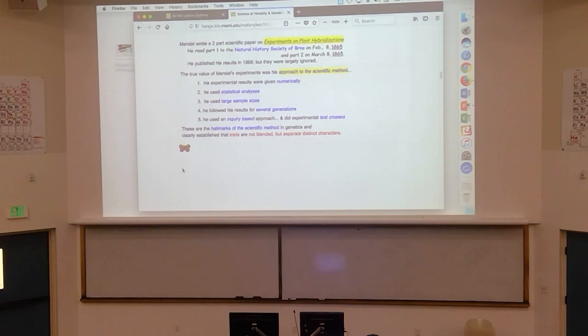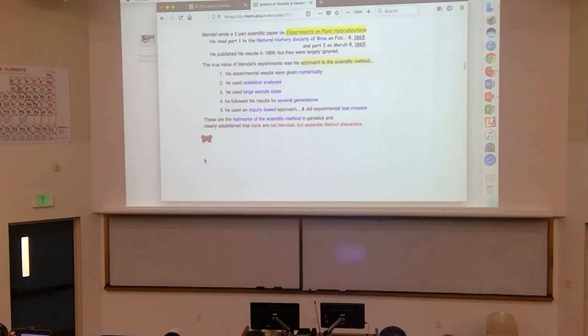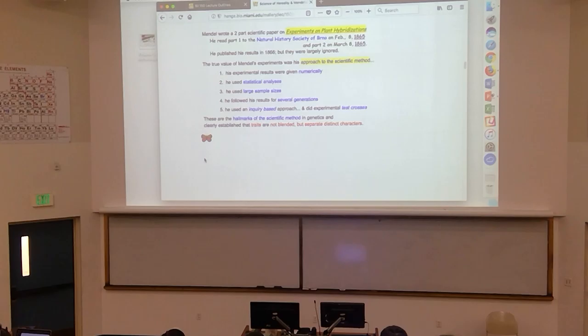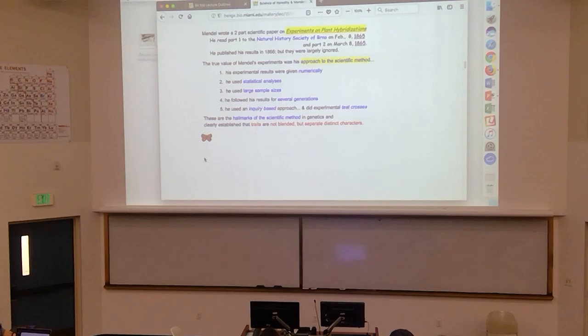However, today we don't really credit Mendel so much for describing a monohybrid cross in which you have two characters segregated. What we give him credit for is changing the way the scientific method was done in the mid-1800s. First thing he did is he did numerical analyses of the results of his experiment. Mostly it was qualitative at that particular time. He also used statistical analysis. He used extremely large sample sizes. Nobody did that.